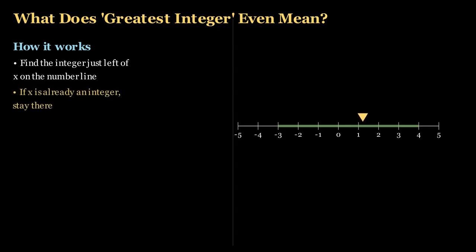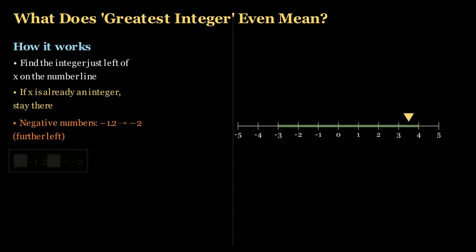Negative numbers can be tricky because less than means further left. For negative 1.2, walking left lands on negative 2, not negative 1, because negative 2 is smaller. So the floor of negative 1.2 is negative 2. This leftward walk is the whole idea.